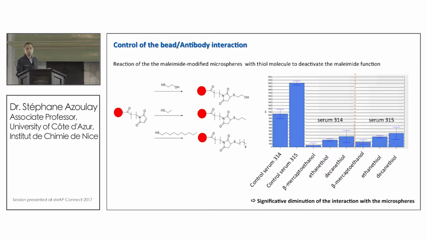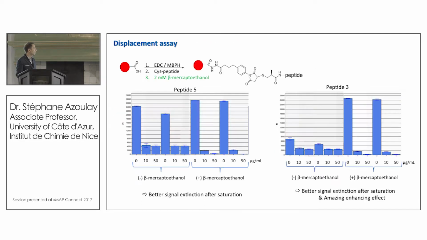So we got back to the procedure of the coupling of the microsphere, and after coupling the peptide, we introduce a saturation step with beta-mercaptoethanol to be sure to block all the maleimide functions that remain not functionalized by the peptide after the coupling. We tried various concentrations, and we found the optimal concentration.